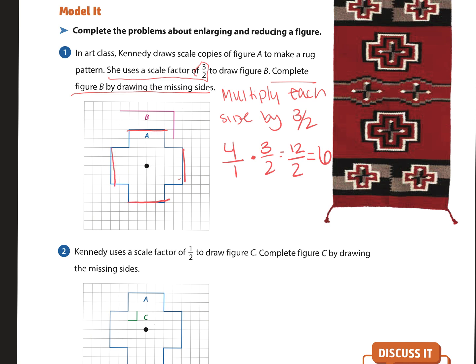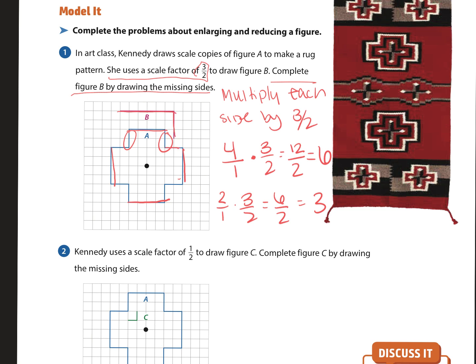All the other sides are 2. So we're going to do 2/1 times 3/2. We're going to multiply straight across. We're going to get 6 divided by 2, which is 3. So all the little sides that are 2 in the dilation are now going to be 3. And they did the first 2 sides for us. So they did this one, that's 6, that's 3.